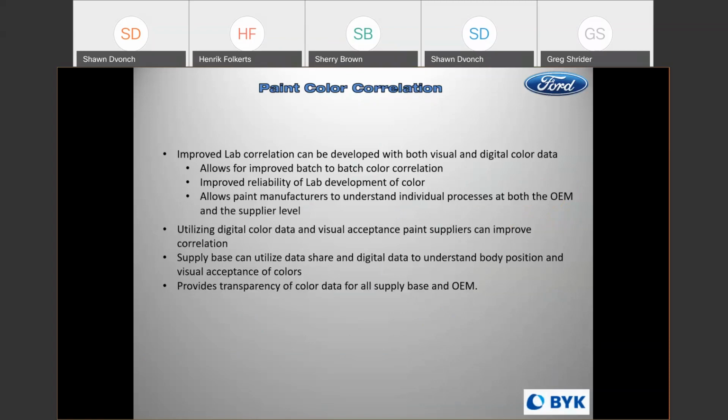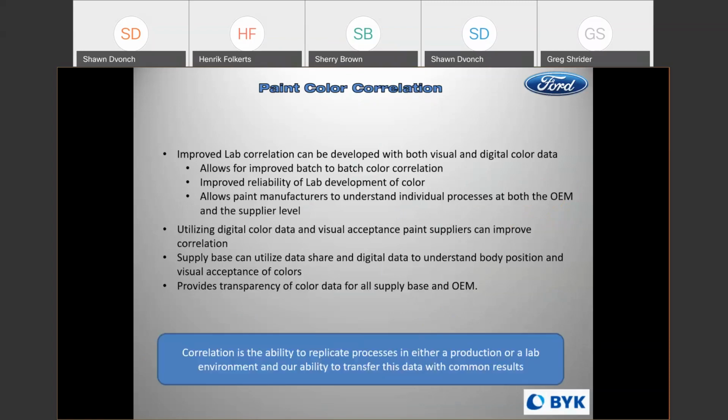Okay, taking a look at the next phase we talked about. This is the paint color correlation phase. Some of the benefits of using digital data to reinforce the visual: improved lab correlation can be developed with both visual and digital color data. What this does is allow for improved batch-to-batch color correlation. So for our paint suppliers, that helps reduce scrap or rejects of totes, and improves the reliability of lab development for color.